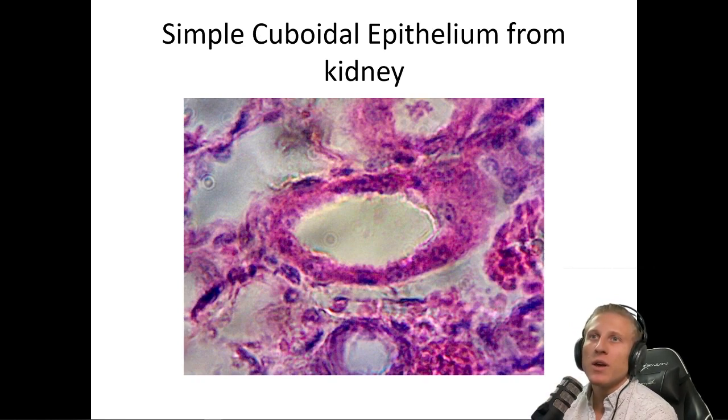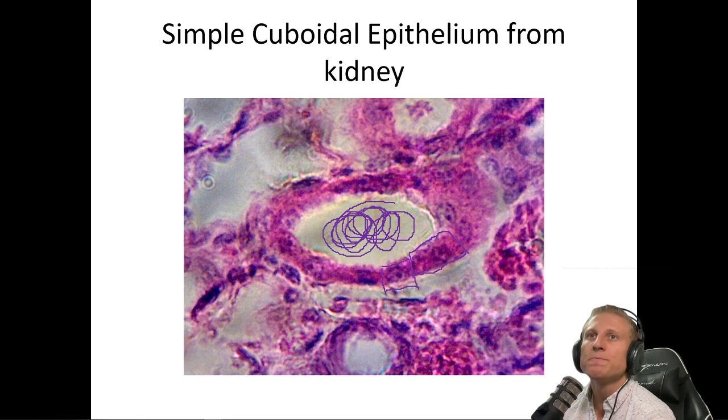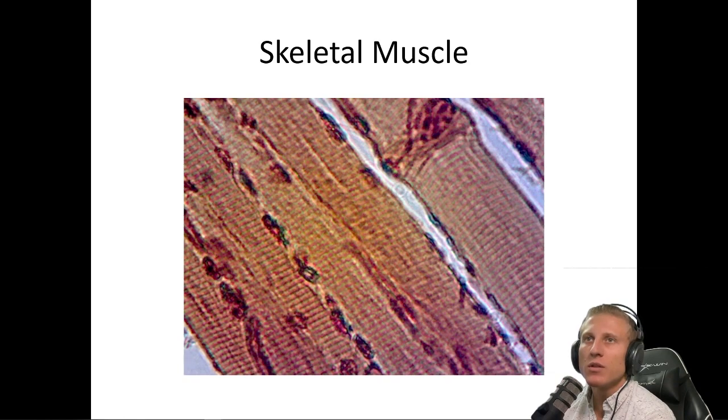Simple cuboidal epithelium. This is not the best of slides, but it's good practice, therefore, because you need to be able to see the shapes and the bad stuff. I'm kind of outlining what looks like cells to me right here. This would be simple cuboidal. This is where blood would run through inside of it. Looking inside of the kidney glomeruli cross-section.